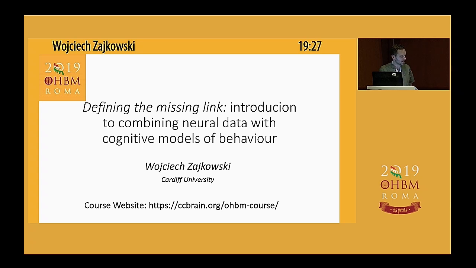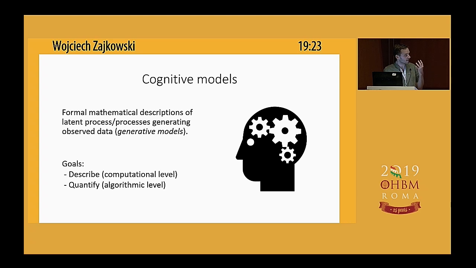And whenever I speak about cognitive models, I will be referring implicitly to what I mean by this. So, formal mathematical descriptions of latent processes which generate the observed data. So basically they're a form of generative models which generate behavior. They're concerned with describing and quantifying the latent processes which go on in our brain, which produce behavior.